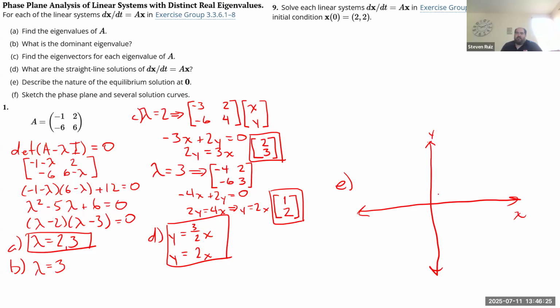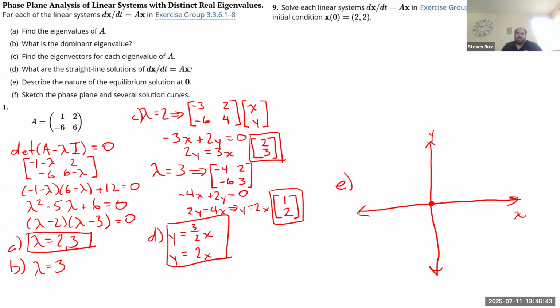X-axis, y-axis. I know that at the origin, I have equilibrium. That I can always take for granted. What kind of equilibrium do I have? I'm calling it a source, so that means everything should trend away. So let's do this first. I can graph my straight line solutions. I know what those look like.